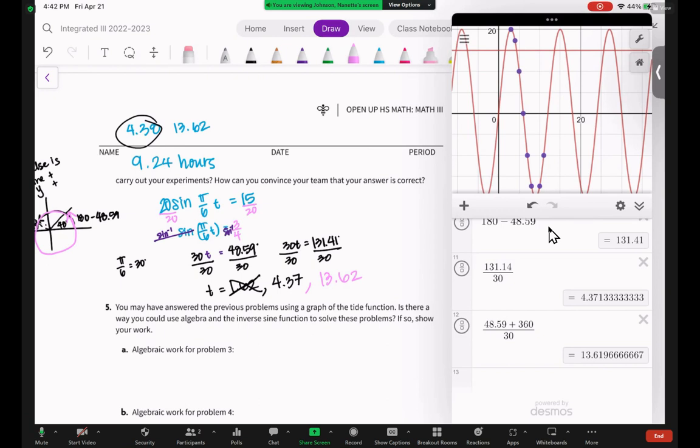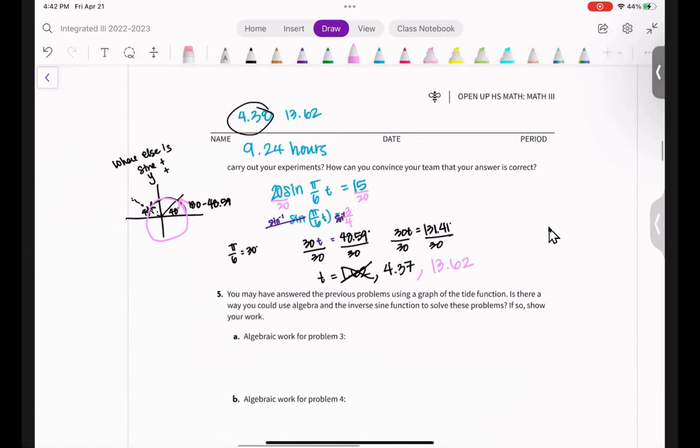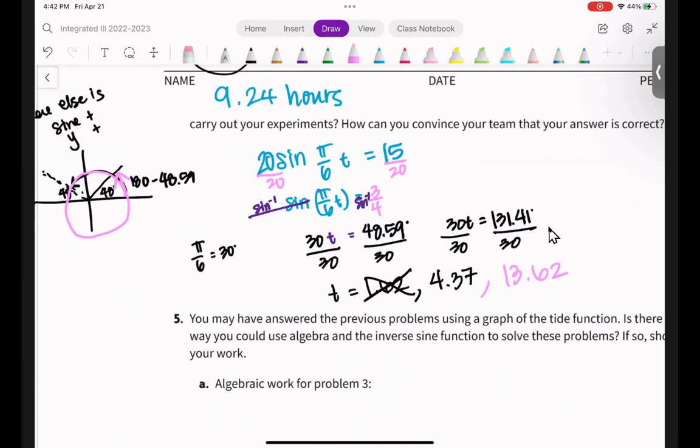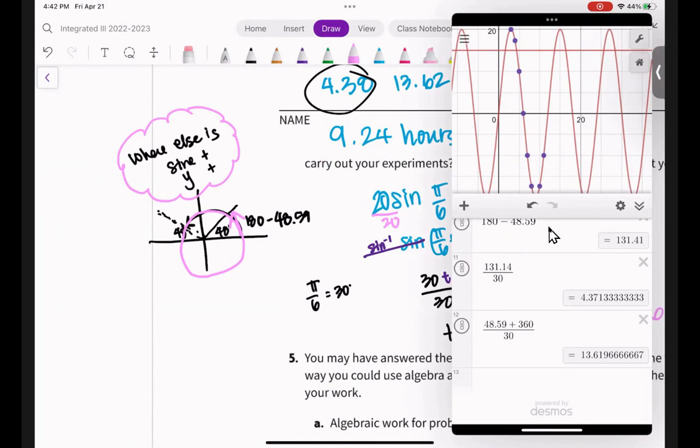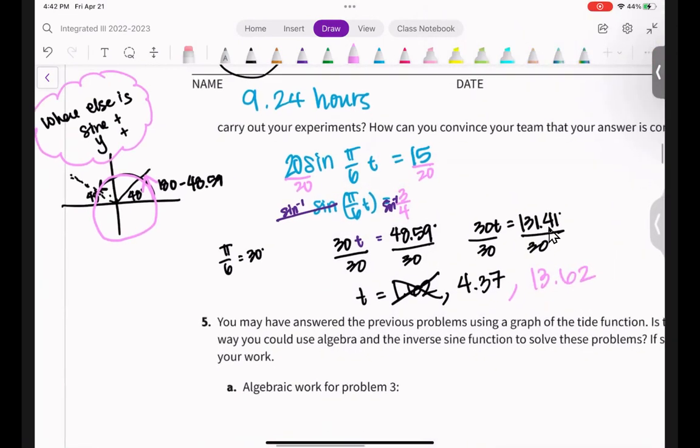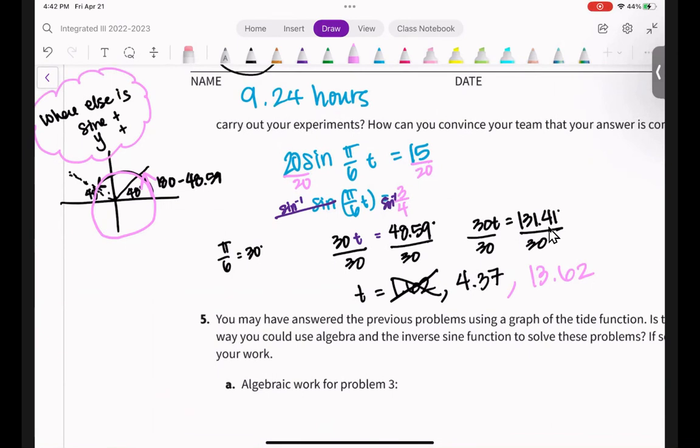I know this was confusing, but here's what I want you to be comfortable with. Number one, this question here is what you're going to constantly hear me say: Where else is sine positive? Because your calculator, remember, is only going to give you one answer. So keep asking yourself, where else is it positive?